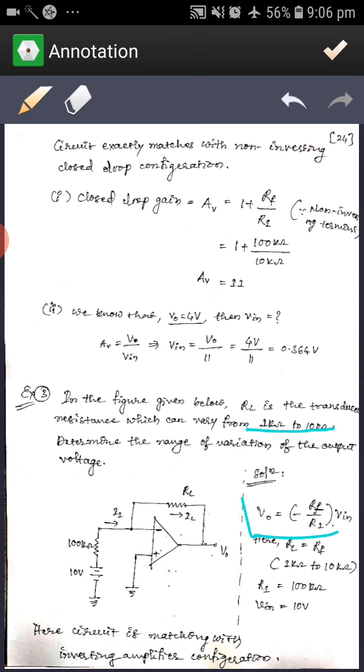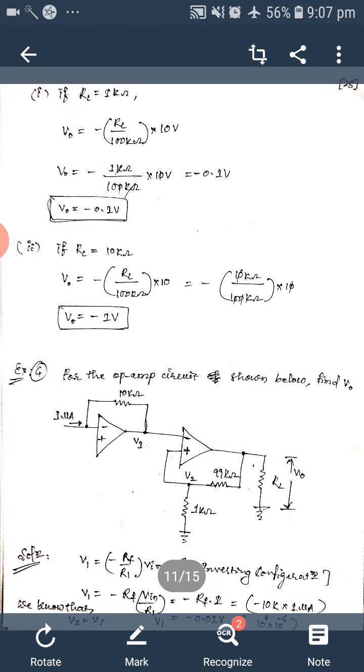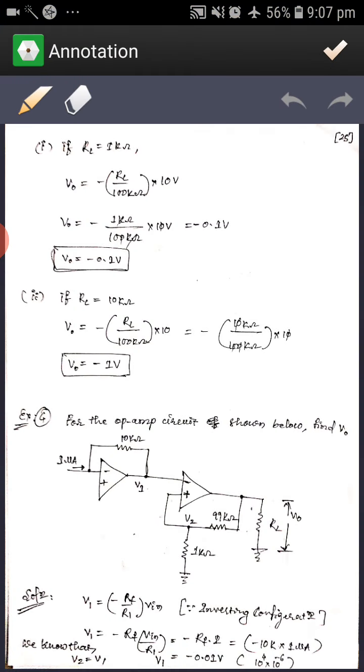We know the output equation of the inverting amplifier: V naught is equal to minus Rf by R1 into Vin. Here we have taken two cases: one is RL equal to 1k and the other is RL equal to 10k. Directly we can apply the formula. For RL equal to 1k, V naught is equal to minus 1k by 100k ohm.